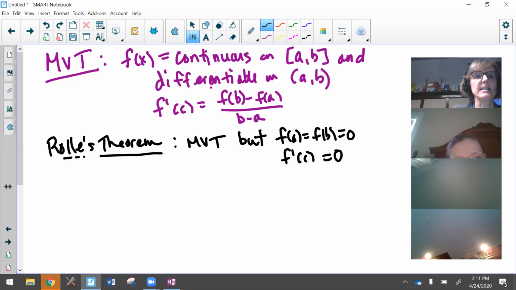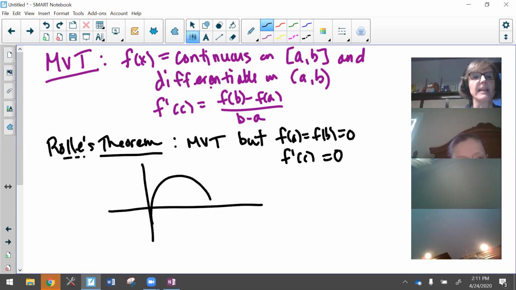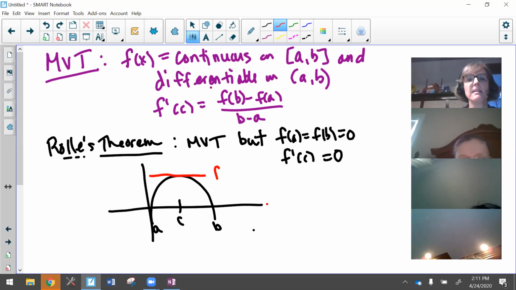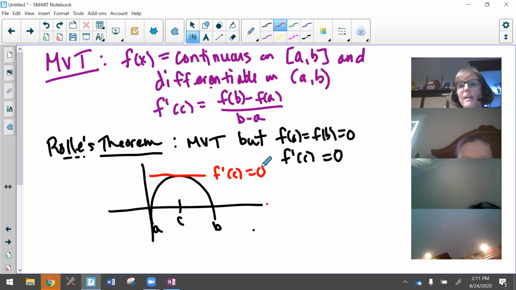But it's kind of something that looks like this. So here's going to be A, here's going to be B. This point in the middle here is going to be C, so that my slope here at C is equal to 0. It's just stupid, honestly, but it's there.